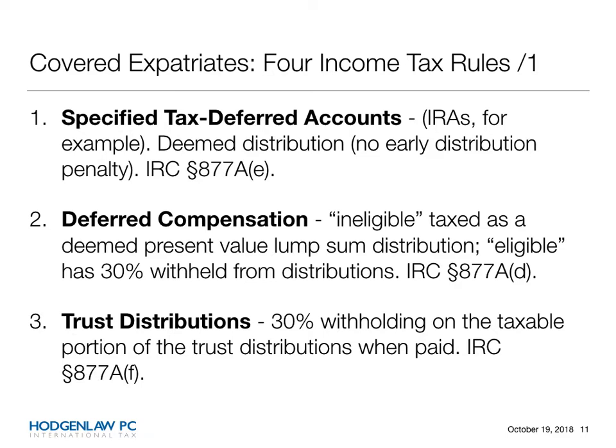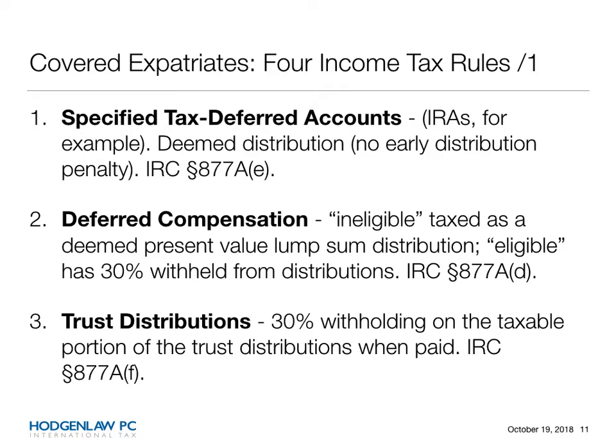There are 4 different little mini rules. So even though we just say exit tax as a hand-wavy kind of methodology of describing what happens in Internal Revenue Code 877A, in fact, there are 4 different buckets that you have to work with to decide what the actual tax liability is for the covered expatriate.